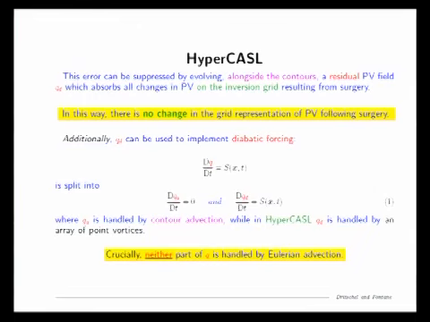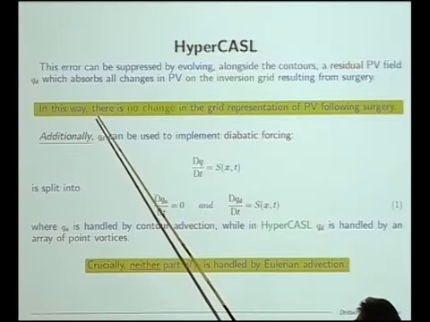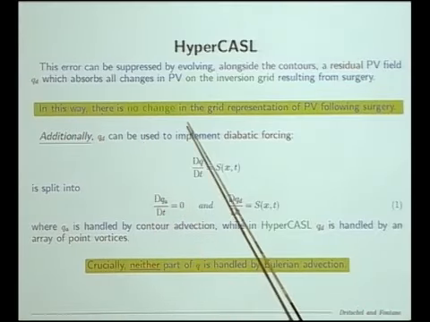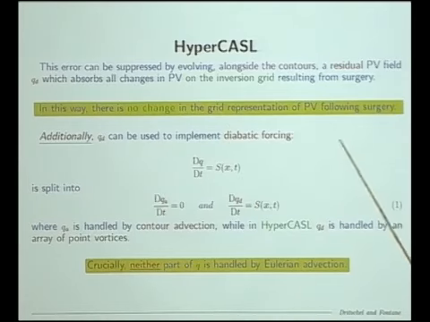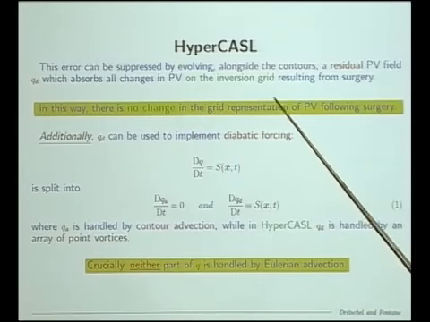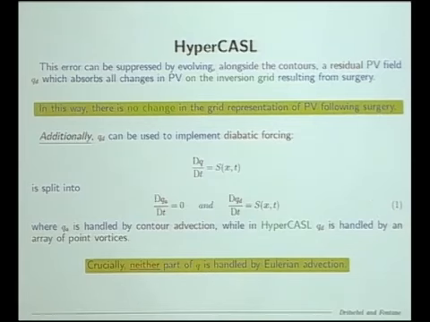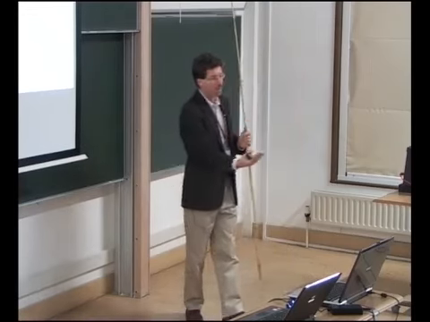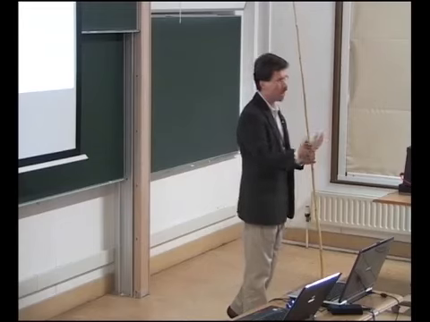So it turns out, this is what led to this new idea of hyper-CASL. The previous model was developed by myself and Martin Ombaum, where we were trying to absorb this extra error by using a pseudospectral method, but I'm not going to talk about that today. But what we do in the new hyper-CASL method is to allow an extra field alongside the contours, a so-called residual PV field, QD, which absorbs the changes in PV on the inversion grid resulting from surgery.